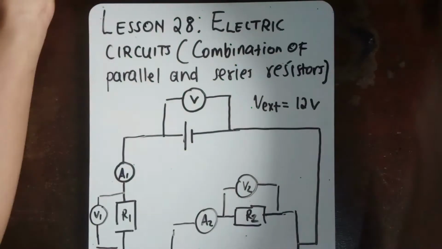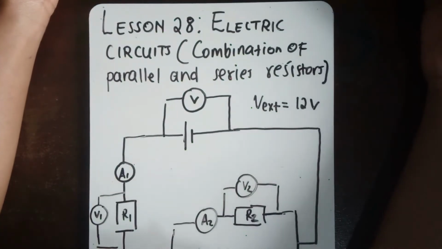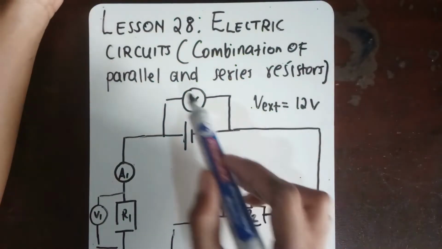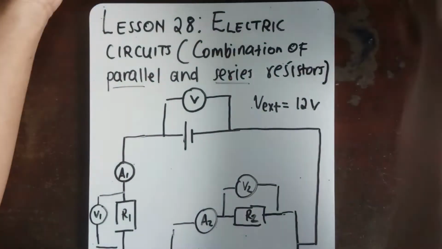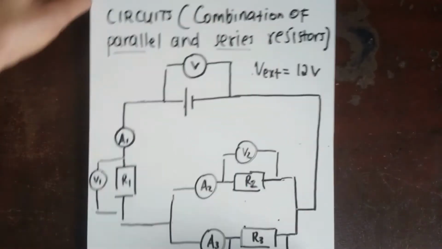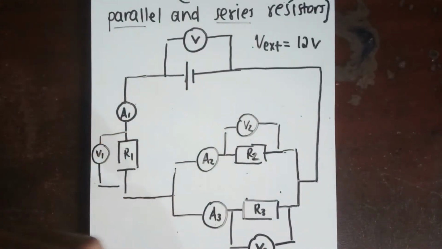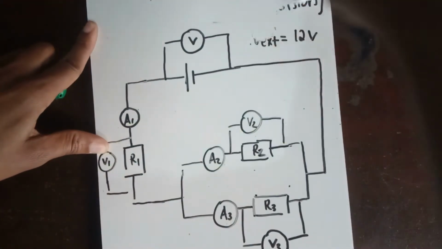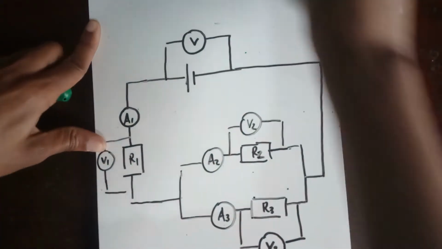So we're still talking about electric circuits, and I thought it was a good idea to do a calculation where we have a combination of parallel as well as series resistors in one circuit diagram. So this is lesson 28. We're given a circuit diagram such as this one here.